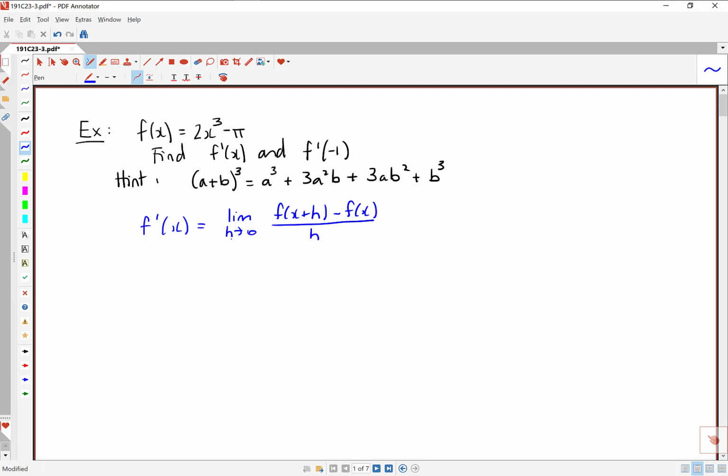All right, so if we were to sub in h equals 0 here, we would get 0 over 0. So that tells us we need to do more algebra. And the algebra we're going to do is actually plugging into our function.